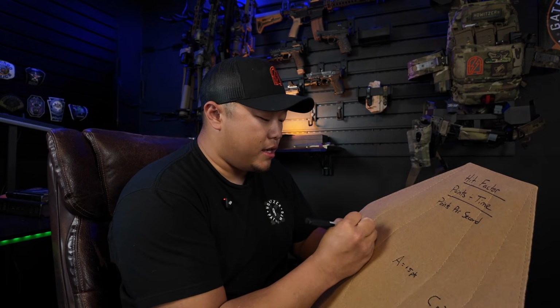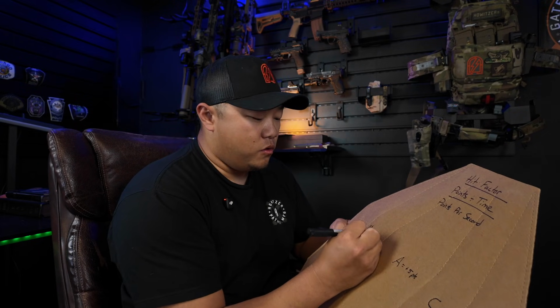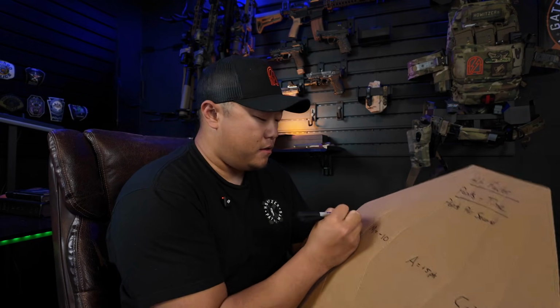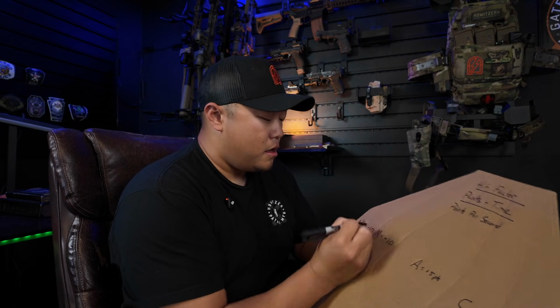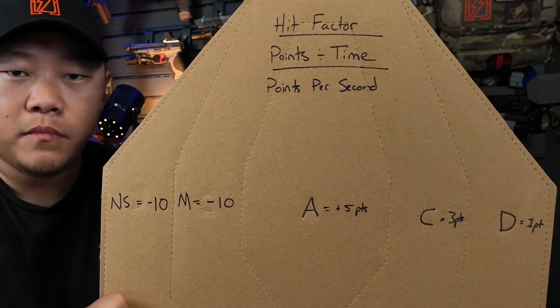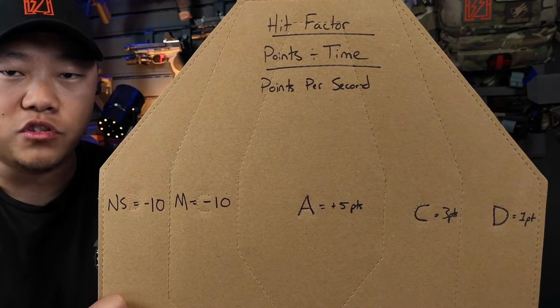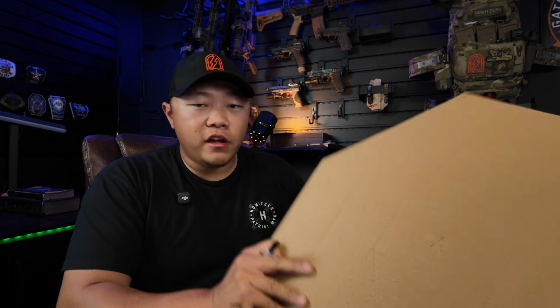So I'll put a miss equals -10, and a no-shoot will also equal -10, okay? So just to keep track of our scoring values. So I've got a fresh, clean target here, and we're going to calculate up a couple of examples, and we're going to use the build drill as an example.